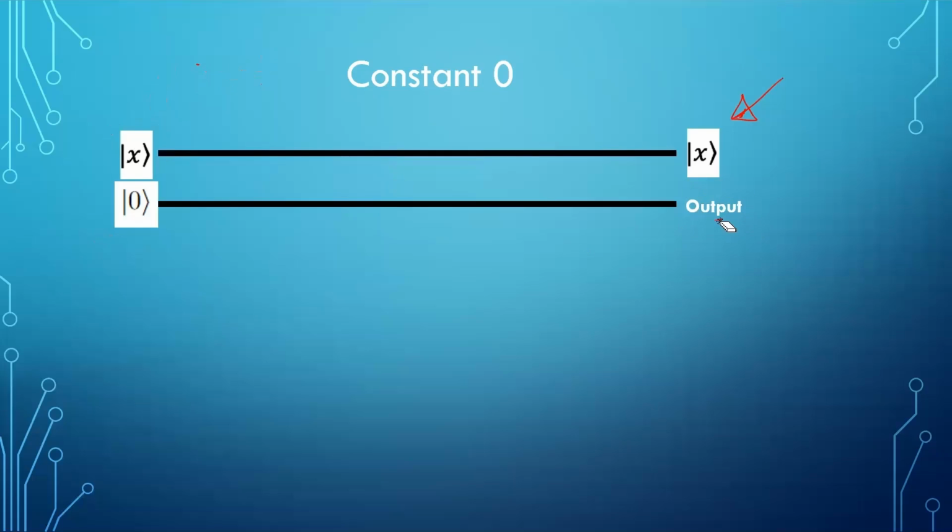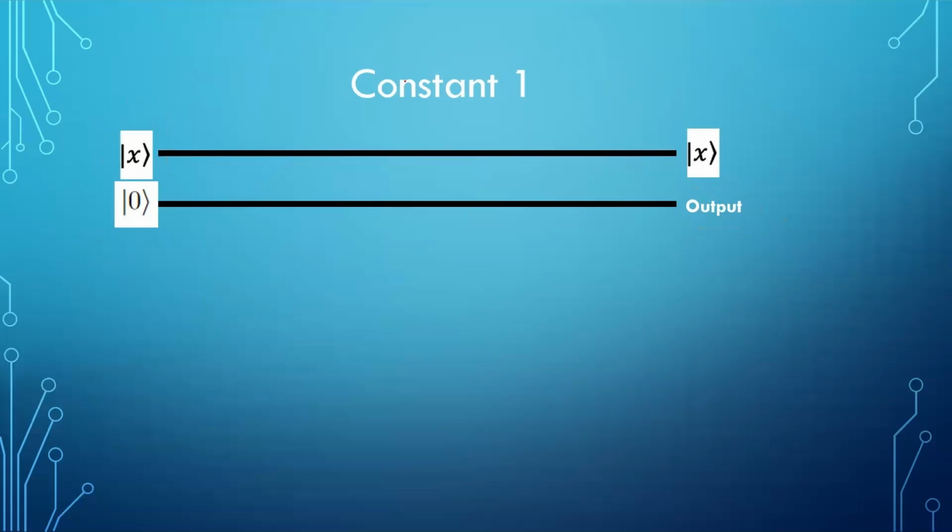So let's now try to construct the constant 0. And it might not be a surprise that we already have it without doing anything. So what does that mean? No matter what your input is, whether you send here 0 or you send here 1, the output is connected to the 0, so your output is always 0. So this is the constant 0. We already have it.